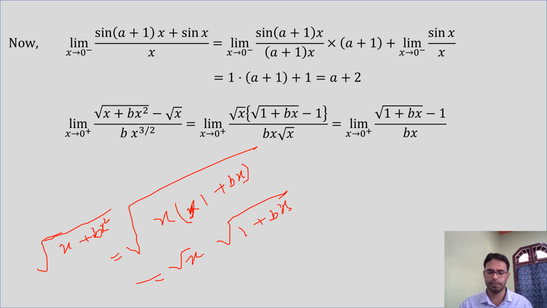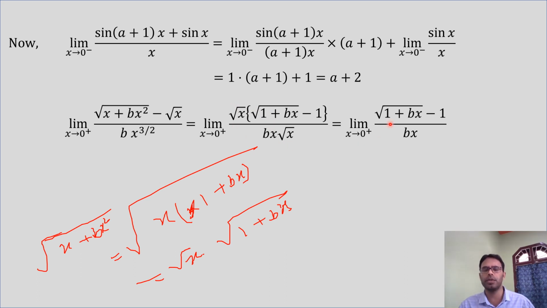This is actually this one. So after writing here, you can take root x as common. So root x is common. From this one, root over 1 plus bx will remain, and from this one, 1 will remain. And the denominator bx to the power 3 by 2 is nothing but x root x, you see. Then this root x can be cancelled out.